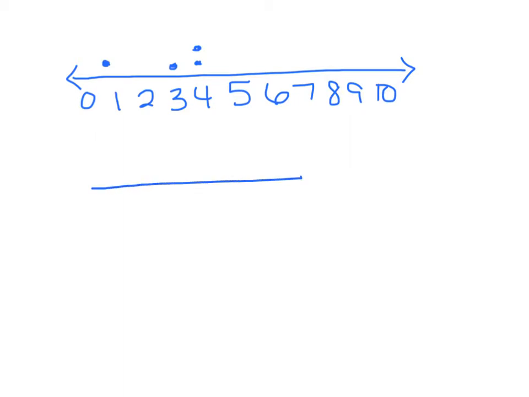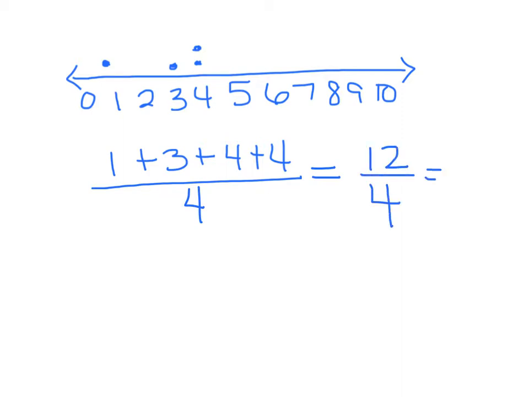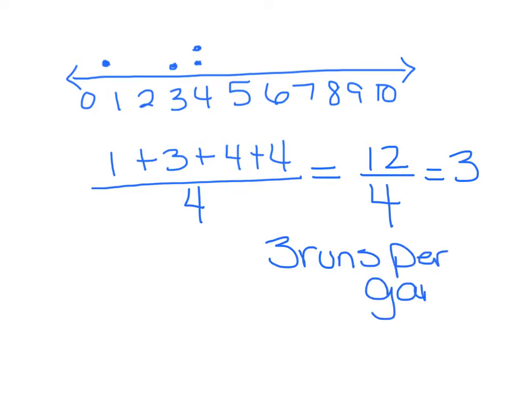So we're going to, again, put the sum. We have 1 plus 3 plus 4 plus 4. Don't forget to add 4 twice because there are 2 dots in the dot plot. And then we're going to divide by 4. 1 plus 3 is 4, plus 4 is 8, plus 4 is 12, divided by 4 equals 3. So they scored 3 runs per game on average.